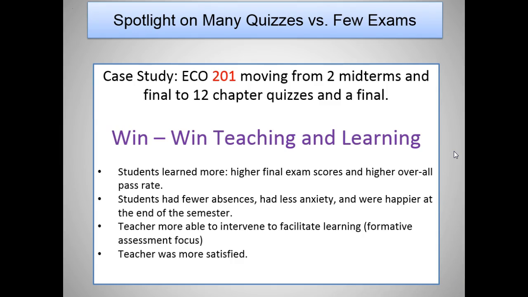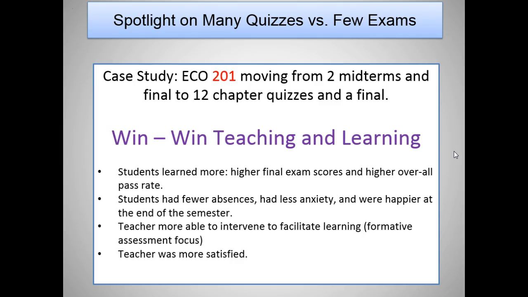So in her previous course, where students had 2 midterms and a final, we could probably classify this as high-stakes assessments, as summative assessments, as performance-based assessments as opposed to mastery-based assessments. Students weren't getting a lot of practice. They weren't getting a lot of self-assessment. They probably had low self-efficacy because they really weren't sure that they could do well on those midterms and final, and a variety of other things. So what did Ariely do? She went to 12 chapter quizzes and a final. And so here are some of her conclusions.